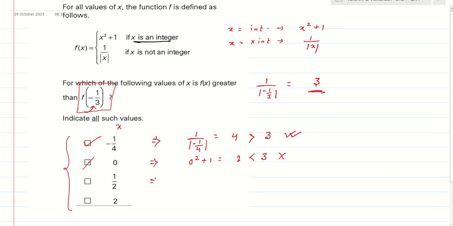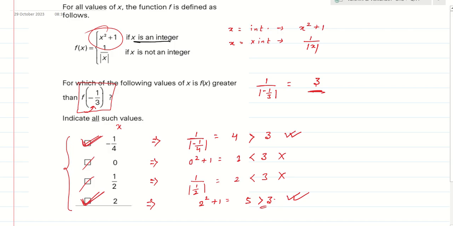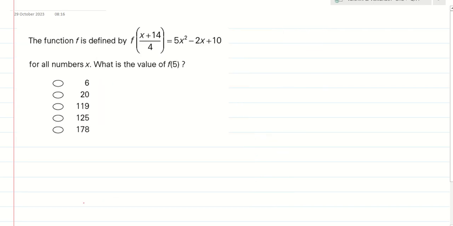This one is my function. Not an integer, which means 1 upon 1 by 2. The function will be 2, which is not greater than 3. Not my answer. Look at this one also. X equals 2. 2 is an integer. So first function. Correct, no? So 2 square plus 1. How much will I get? 5, which is more than 3. Also my answer. So what is my answer then? Option number A and option number D. Right? Let's go ahead. We'll try one more question.